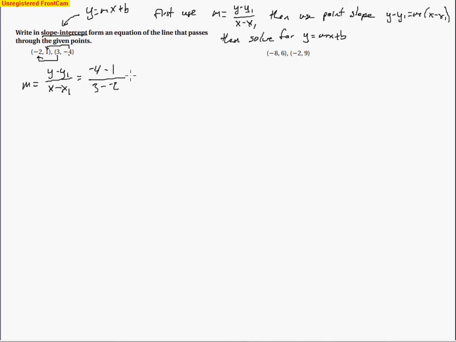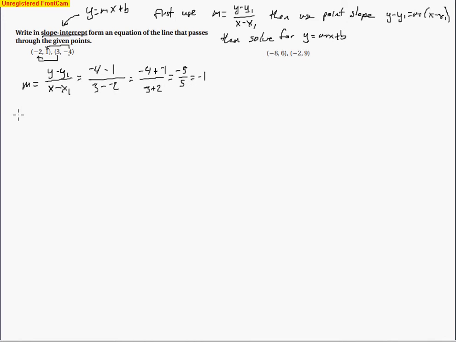When I have that, I change the subtraction and add the opposite. So plus negative 1, and then 3 plus positive 2. This ends up giving me negative 5 over 5, which just reduces down to negative 1. So that's my slope.